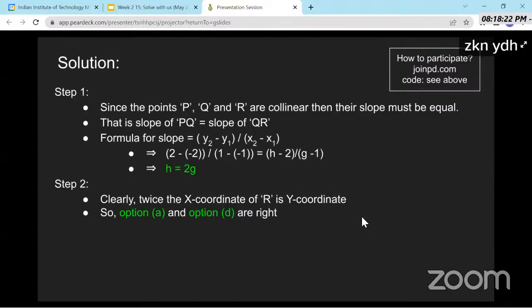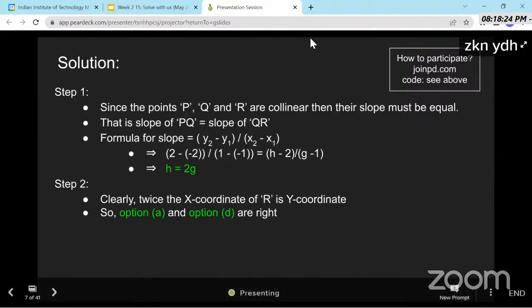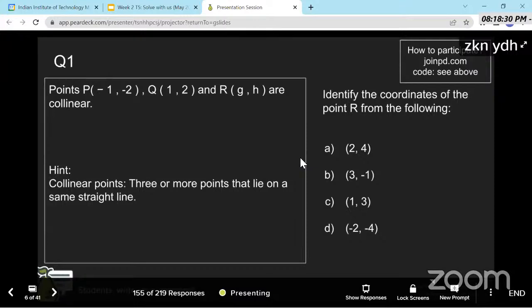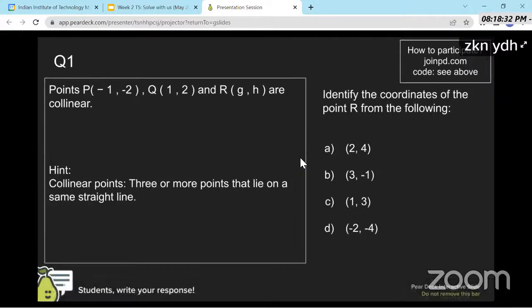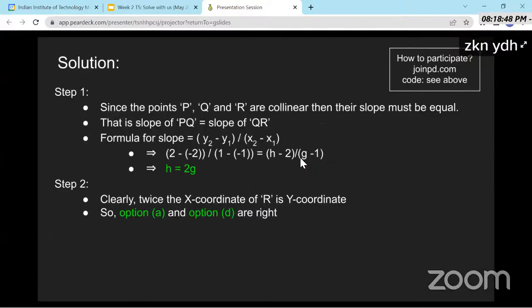No doubt? Sir, if you impose any restrictions on the value, then the options may differ. For example, you say the value should lie in the first quadrant only. Right, so it depends on the question setter. Let's say if I want to specifically ask that the point lies in the third quadrant, then definitely I'll put some condition and ask. Yes, definitely that is doable.